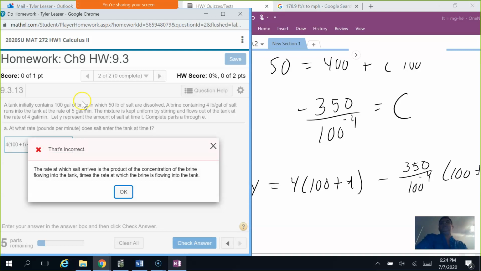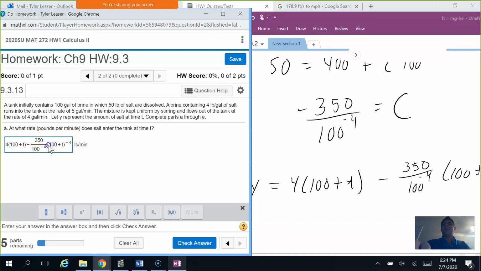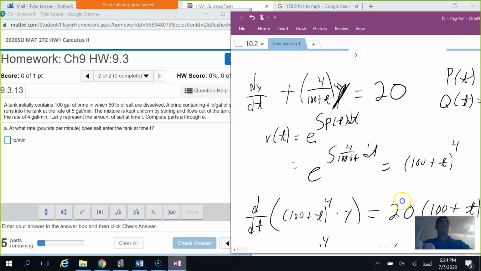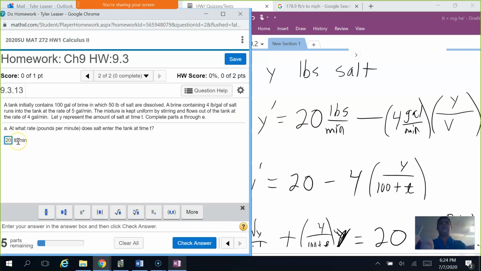Oh no. Oh, sorry. Thanks, Lauren. This is probably like the final answer, and they wanted it broken down into steps. I see. So I did all this work, but part A was only asking for the 20 that was out in front, the rate at which the salt is entering the tank.